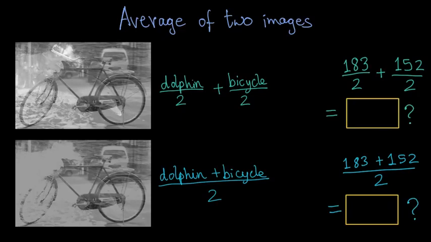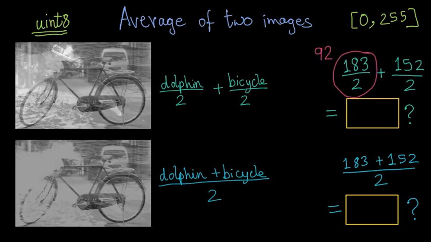The key to solving this problem is to know that both these images are of type uint8. This means that all pixel values are integers in the range 0 to 255. So here's what happens. Since the images are unsigned integers, Octave tries to retain the same data type throughout the arithmetic operation. So 183 by 2 comes out to be 92. Note that Octave rounds to the nearest integer. In this case, it is rounding up. Similarly, 152 by 2 is 76, and their sum comes out to be 168.